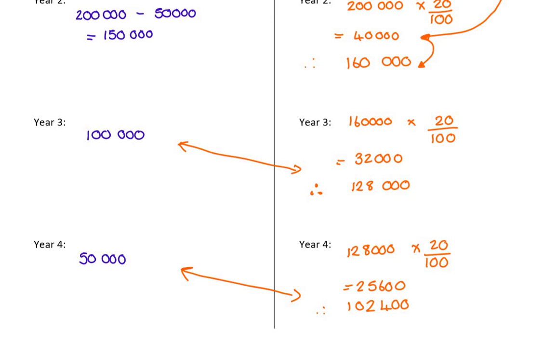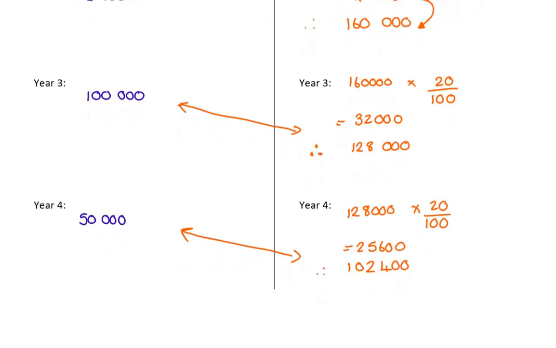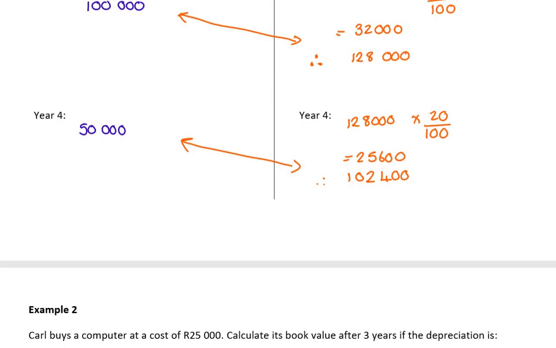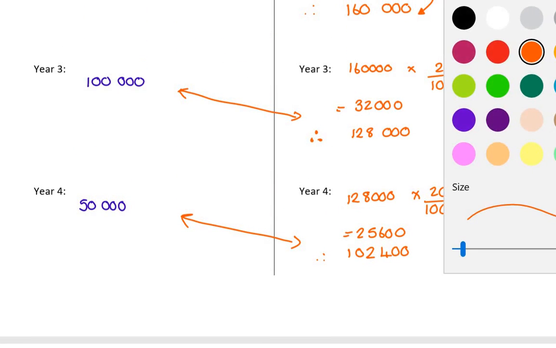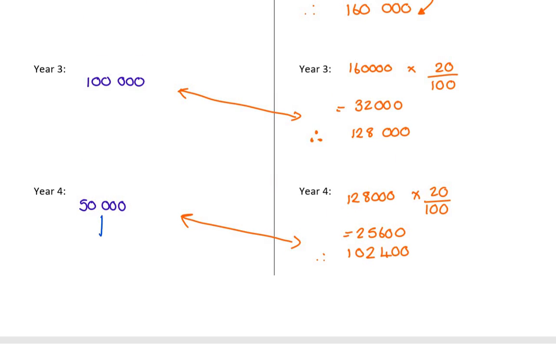Now, the second case is what we generally use in the real world. So what are these two types of depreciation? I'm just going to write a note under here. This type of depreciation is called straight line depreciation.